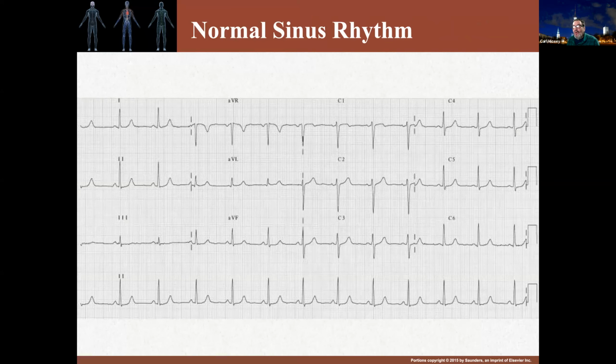So we start with normal sinus rhythm. P wave, QRST, heart rate of, well, in this individual, 1, 2, 3, 4 plus 4, 7, around 72 beats per minute.